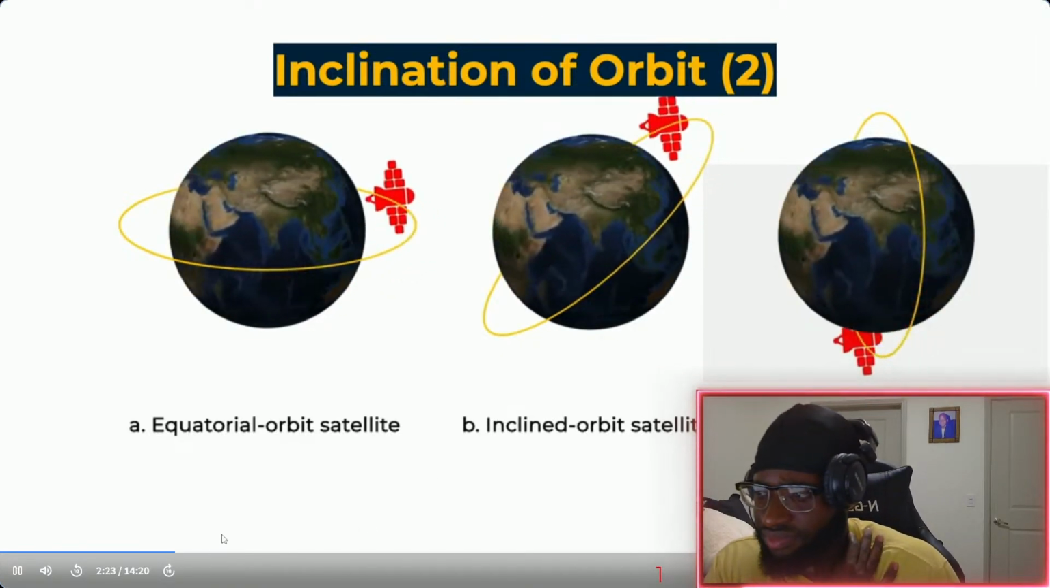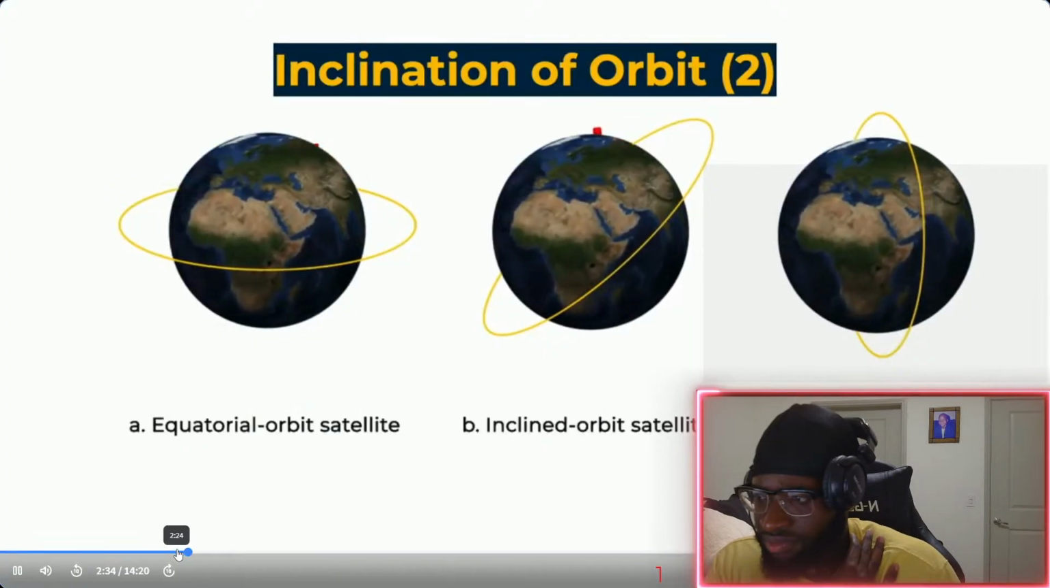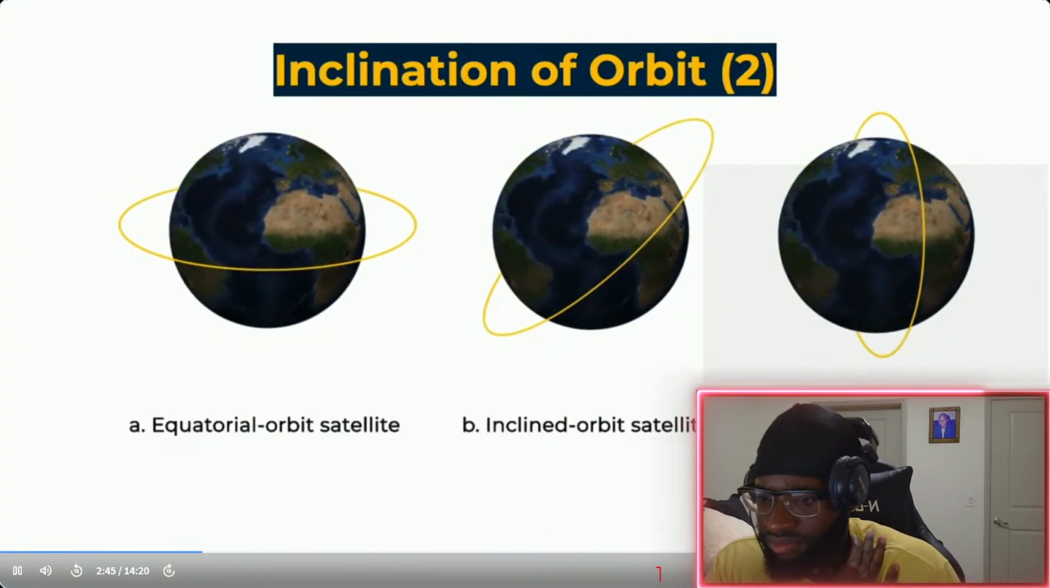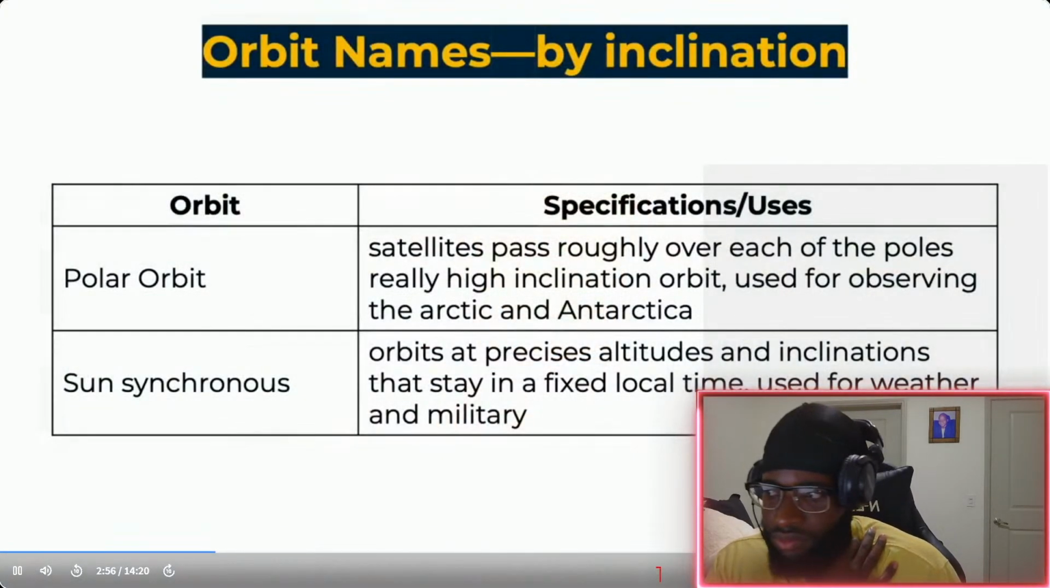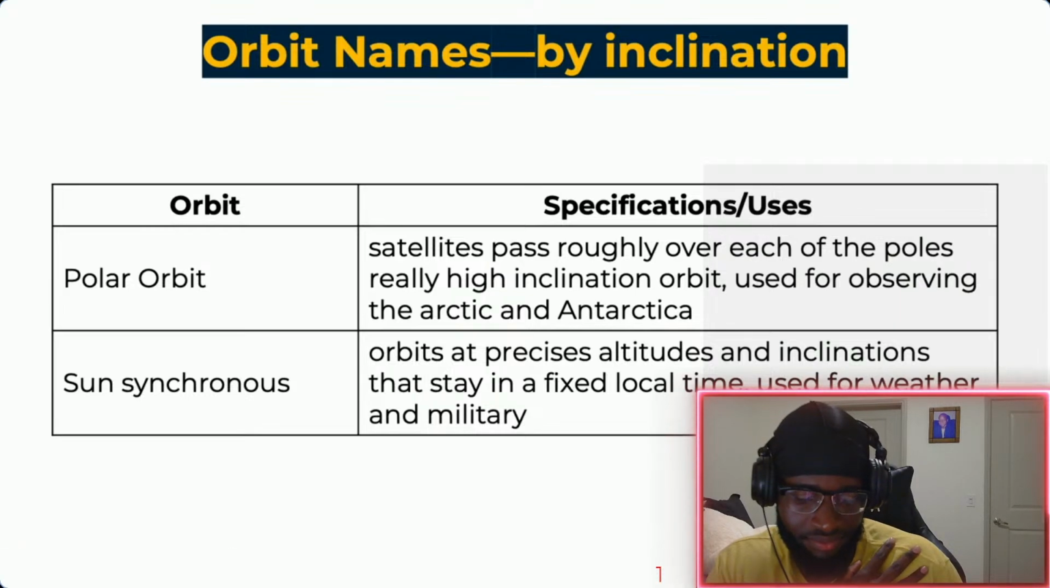The one covering the entire globe in the middle is an inclined orbit. If they pass over the poles, that means they're going from pole to pole and covering the entire globe. If you want to see the entire globe, then you want a really high inclination orbit. Most weather satellites want to see the entire globe, so they usually have really high inclination orbits. Then there's a special orbit called a sun synchronous orbit, which we put at a very precise altitude and inclination that stays in a fixed local time.